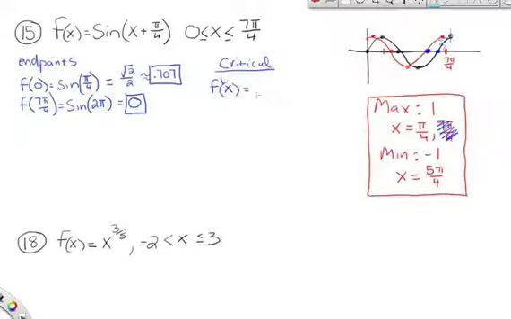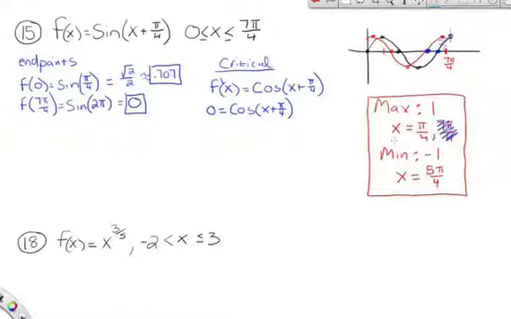The derivative of sine of x plus pi over 4 is cosine of x plus pi over 4 times the derivative of the inside, which is just 1. So now I need to figure out when it's equal to 0. I took the derivative, so now I need to solve. And when is cosine of something equal to 0?